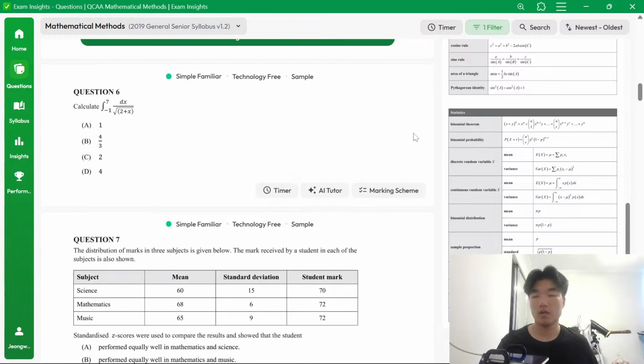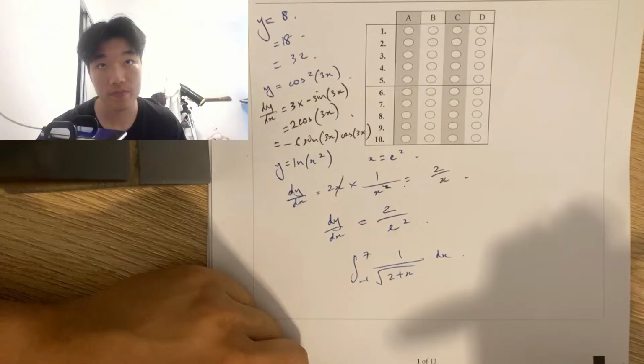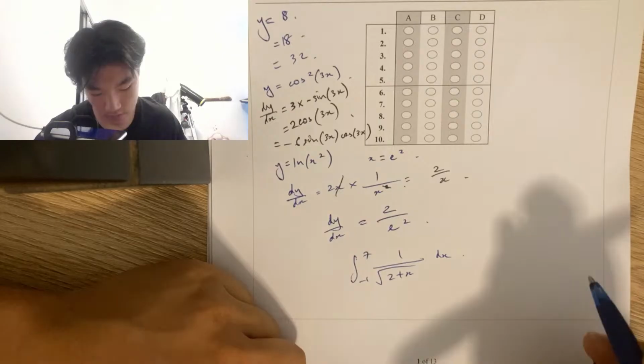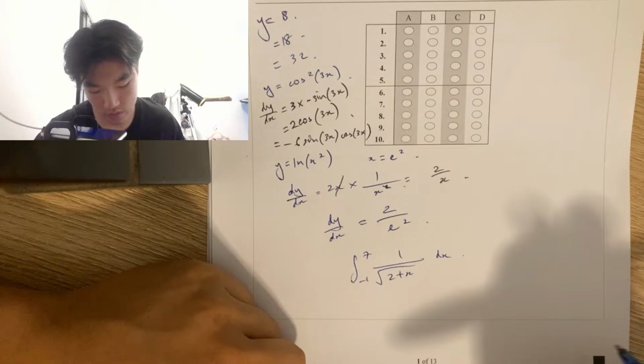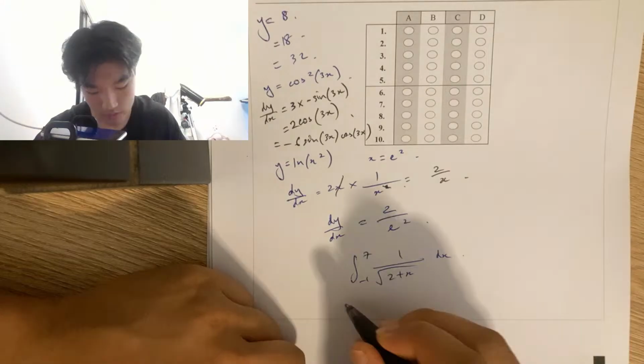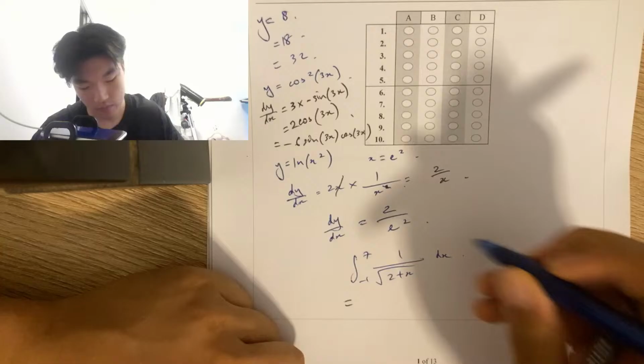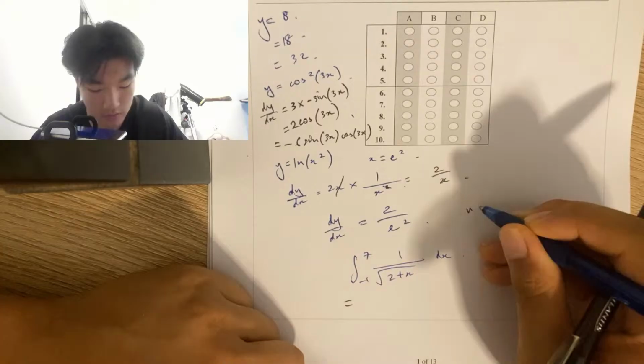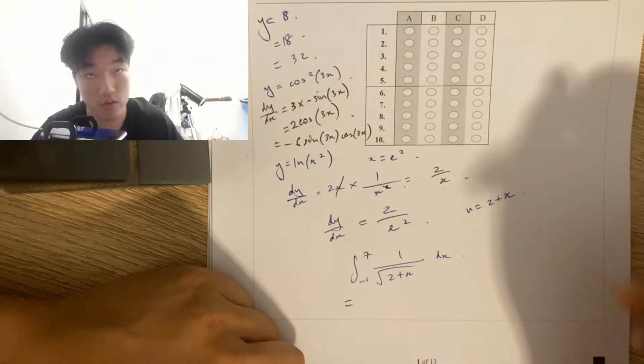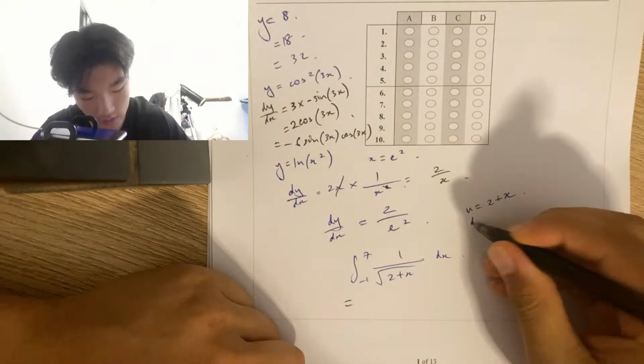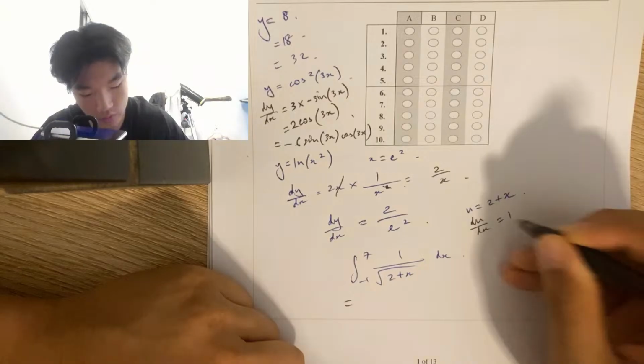Okay, so I'm going to write that down. Here we have the integral from negative 1 to 7 of the function 1 over square root of 2 plus x. What does this equal? Okay, well, let's use u substitution. u equals whatever's inside the square root. du dx equals 1, so dx equals du.